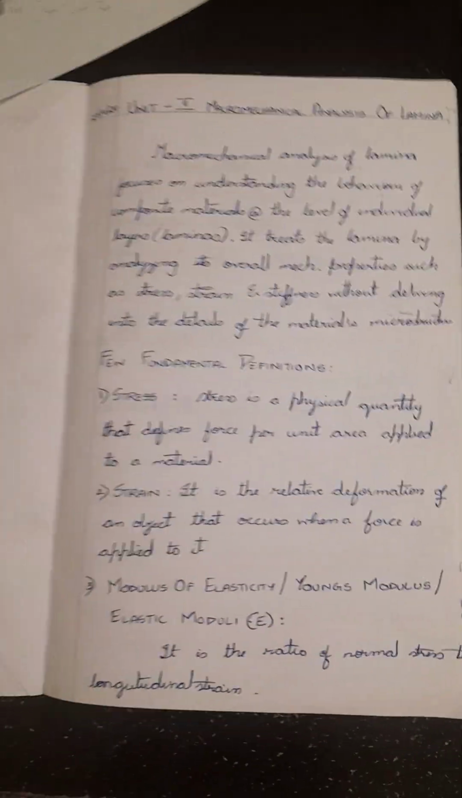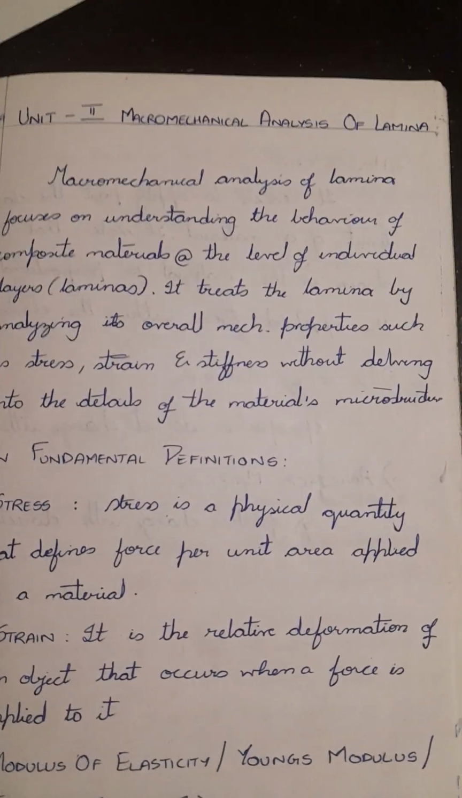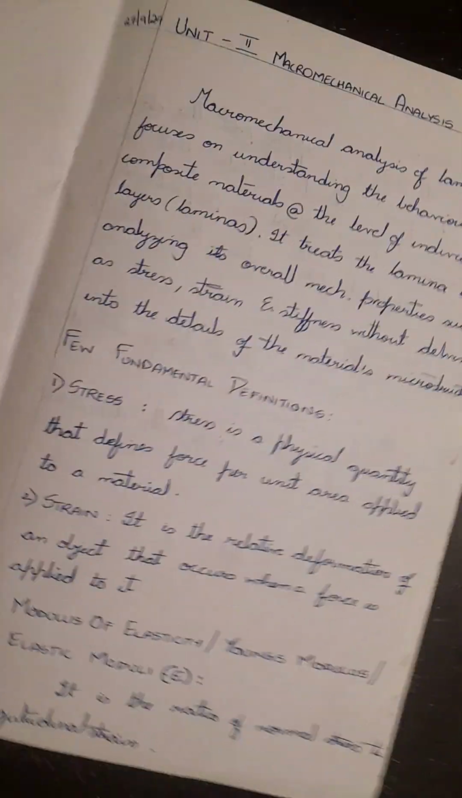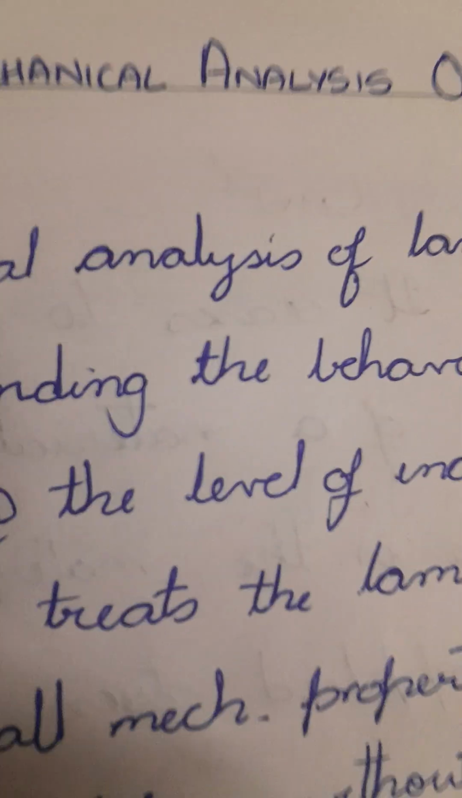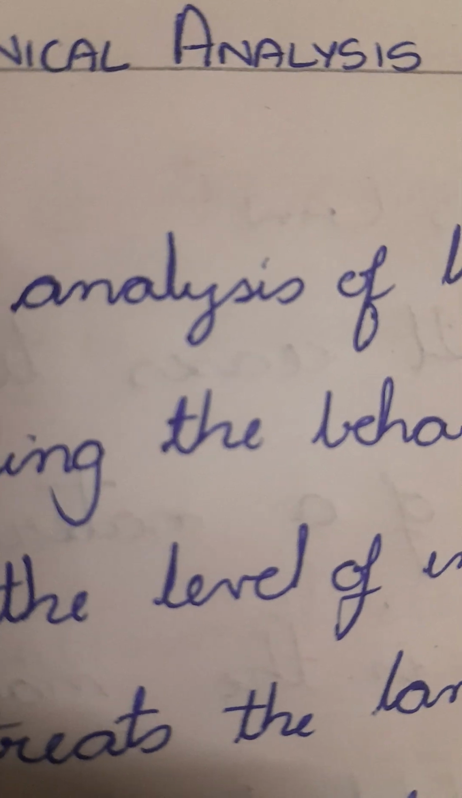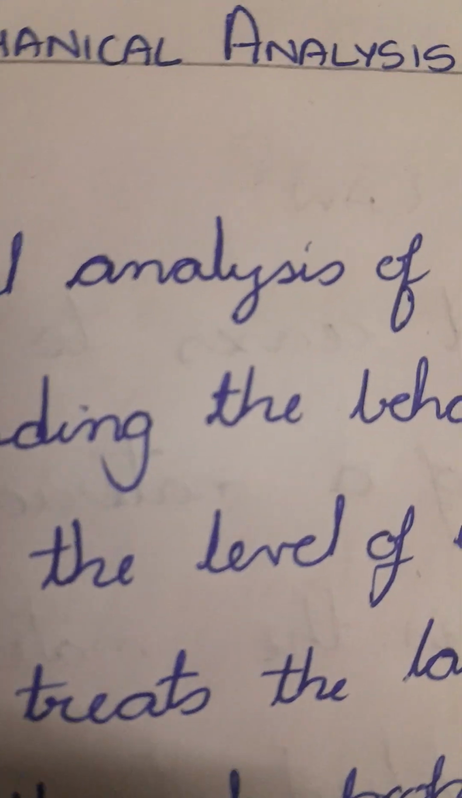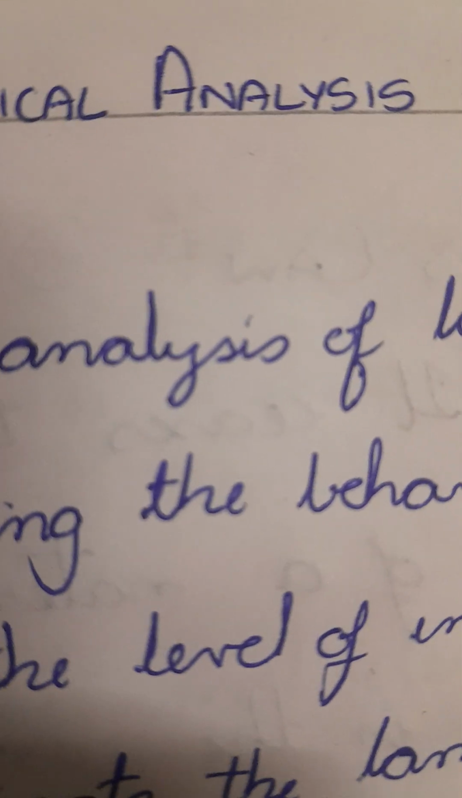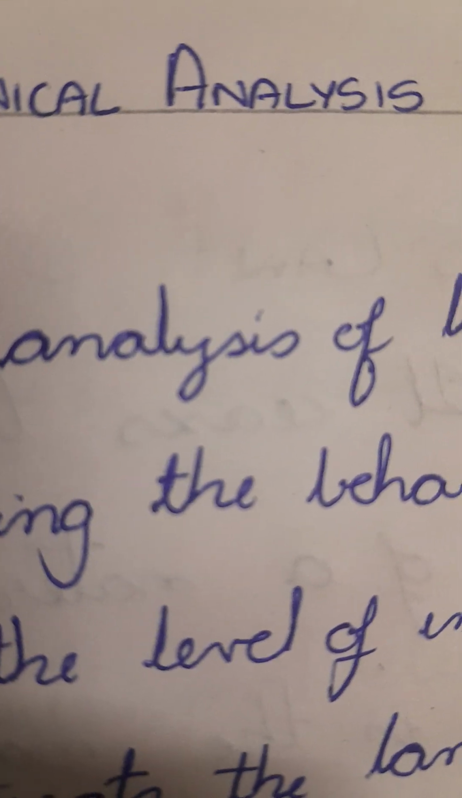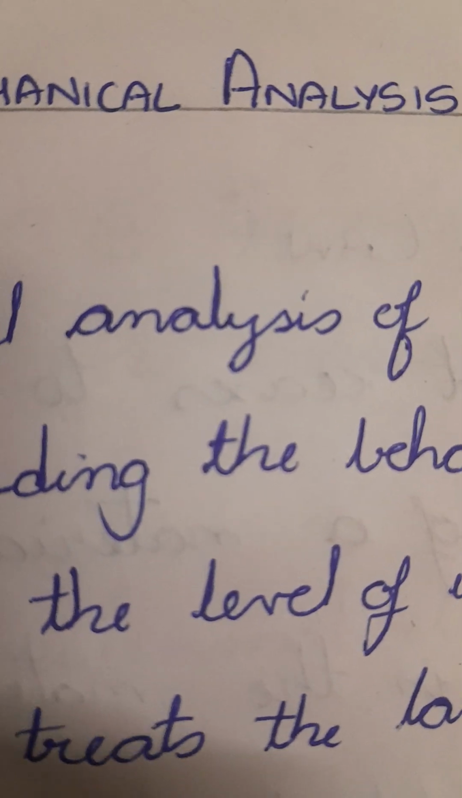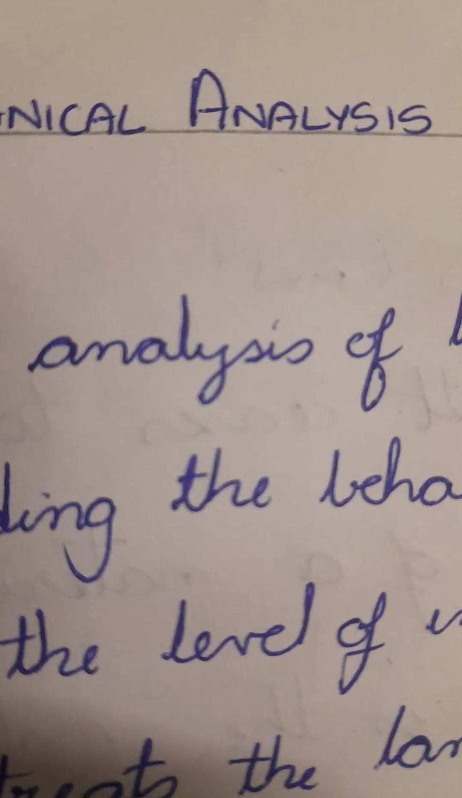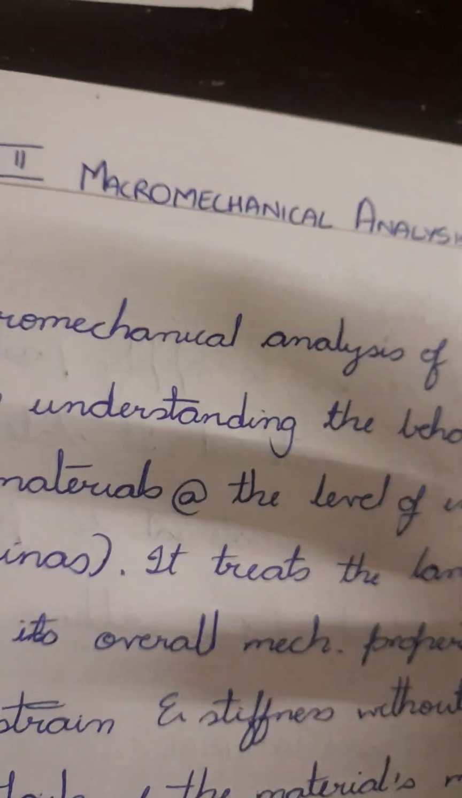So in Unit 2, the heading starts with a macromechanical analysis of lamina. When I talk about macromechanical analysis, it's a form of study. When I say macromechanical analysis of lamina, I do not consider the entire laminate. I follow my study by just considering simple layers of laminas, and then I would elaborate my study by just integrating functions.